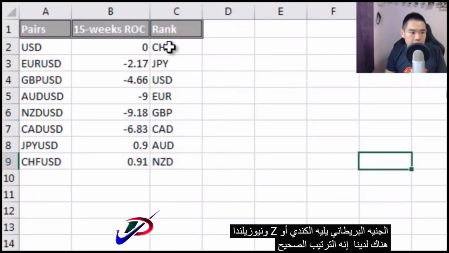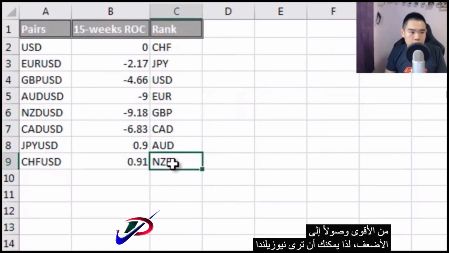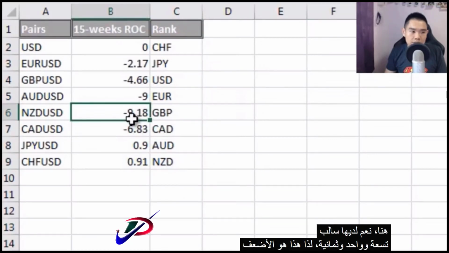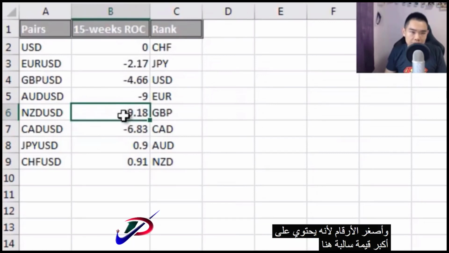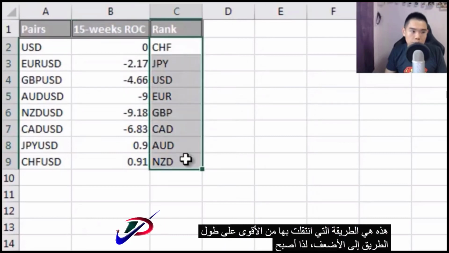There we have it, right? Ranking from the strongest all the way down to the weakest. So New Zealand, you can see over here, it has negative 9.18. So this is the weakest one, the smallest number, because it has the largest negative value over here. So this is how you rank from the strongest all the way down to the weakest.